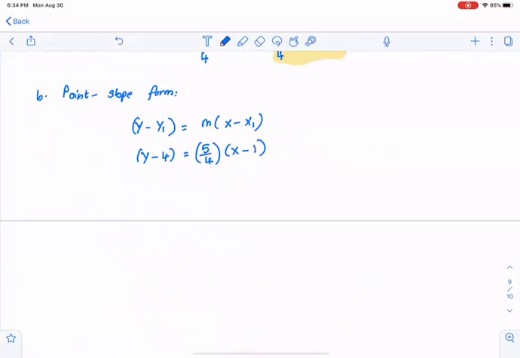Now, in the previous problem, I took the point slope form and rewrote it in the slope intercept form. I did that to demonstrate that it is possible to go from point slope form to slope intercept form. If a problem simply asks for point slope form, you don't have to convert it to slope intercept form. Just leave it as point slope form.